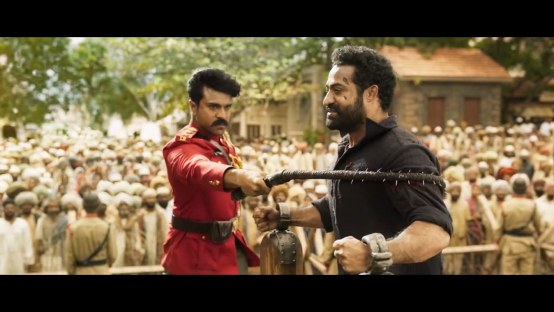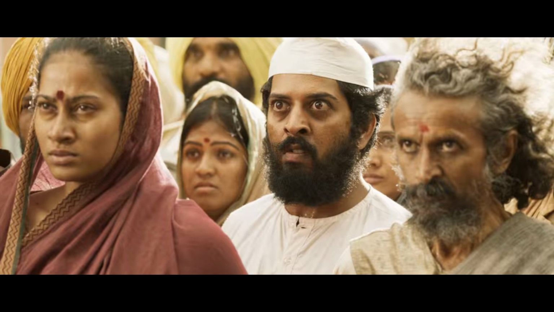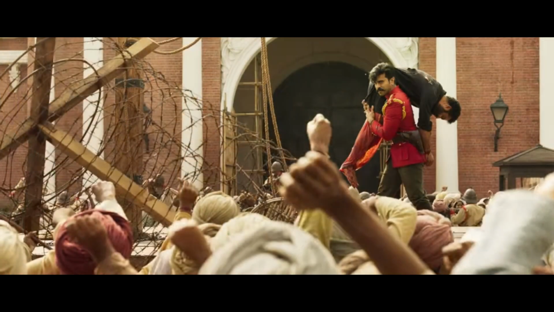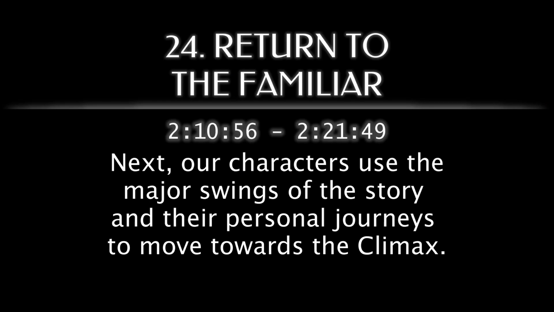Beam refuses to kneel to British authority, nor confess his actions as wrong, which causes the crowd to turn against their oppressors, and chaos ensues. Rom refuses to fight the giant mob, which he could easily do based on his introduction. Then all missions converge onto him, and he shoulders them with an extreme sense of duty. Next, our characters use the major swings of the story and their personal journeys to move towards the climax.